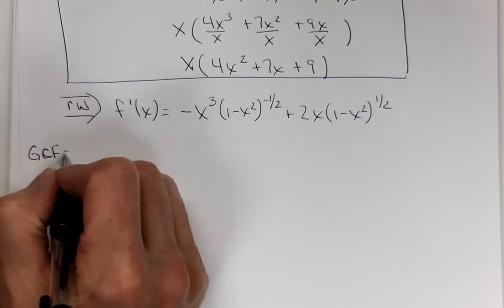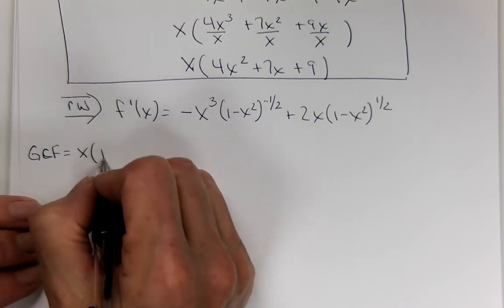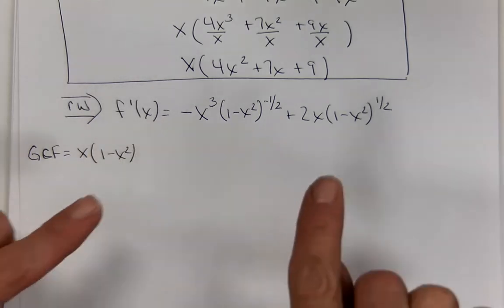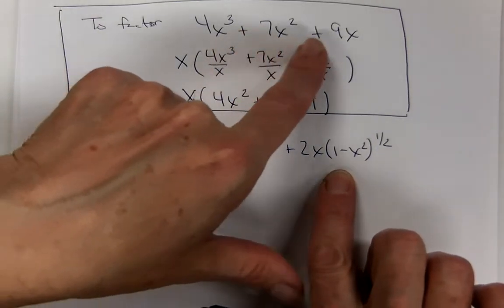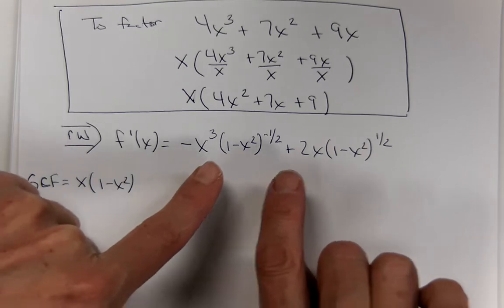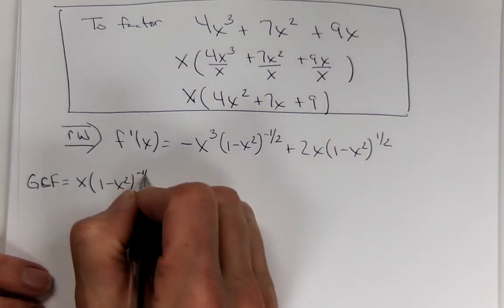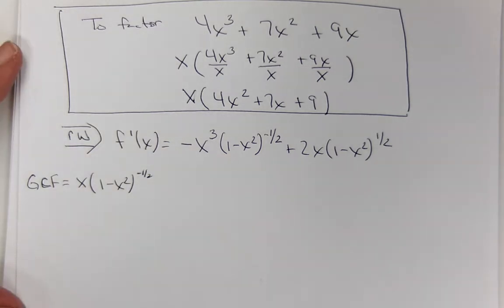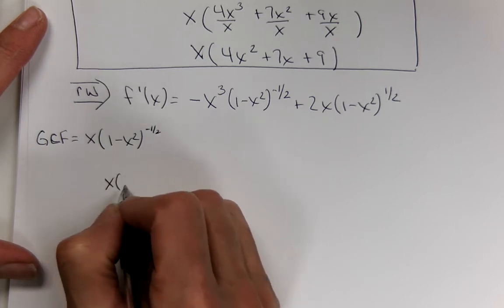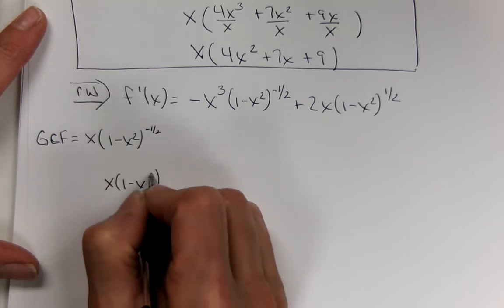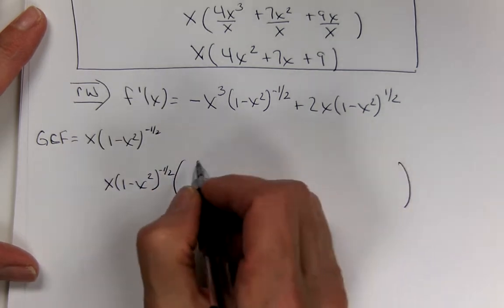So now I can just refer to this, and my greatest common factor, GCF, is equal to, looks like it's x times 1 minus x squared, because they both have that. And remember, just like up above, we took out the lowest power of the x's. So now we're going to take out the lowest power of the 1 minus x squared, and that's negative 1/2 power. And now to compute it, we'll go ahead and multiply and divide by the greatest common factor. X times 1 minus x squared to the negative 1/2 power. The original expression.